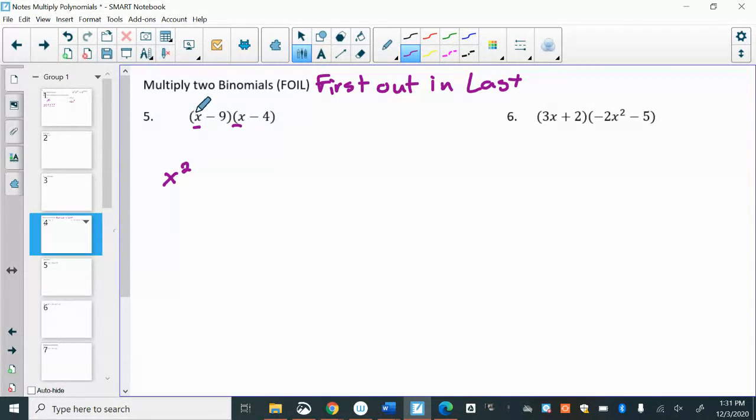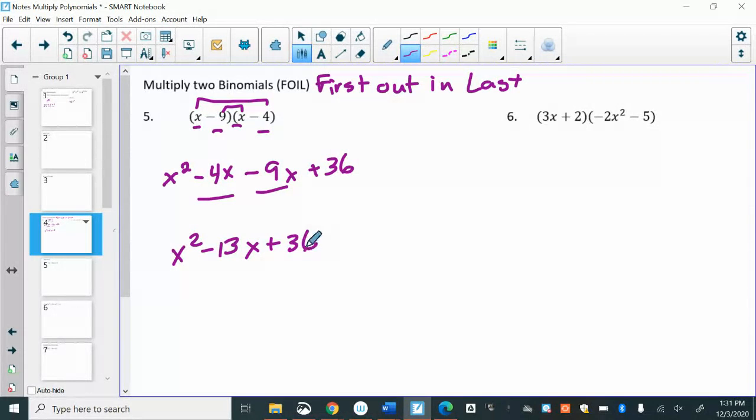The outside terms are going to be out here. So x times minus 4 is negative 4x. The inside terms are right here. So negative 9 times x is negative 9x. And then the last terms are the ones on the right side of the parentheses. Negative 9 times negative 4 is a positive 36. Cleaning this up by combining like terms, we get x squared minus 13x plus 36.